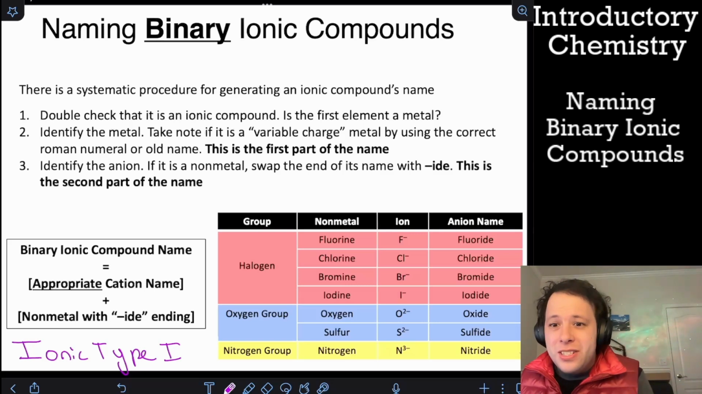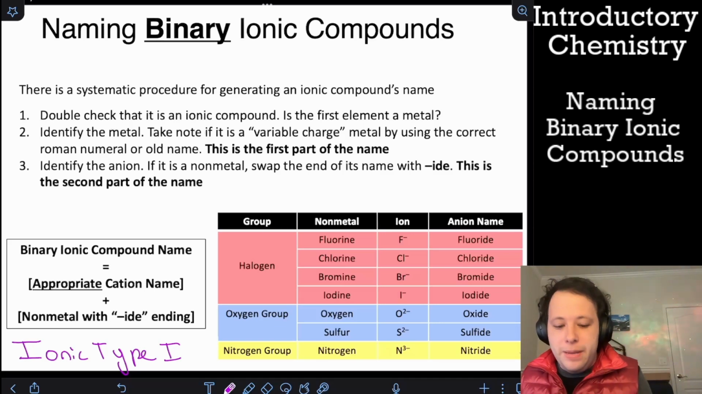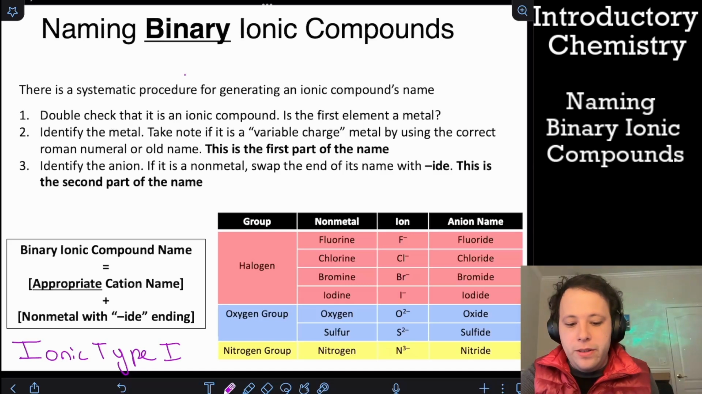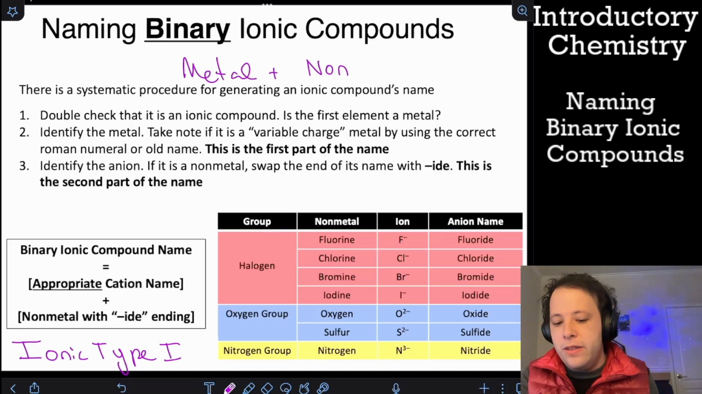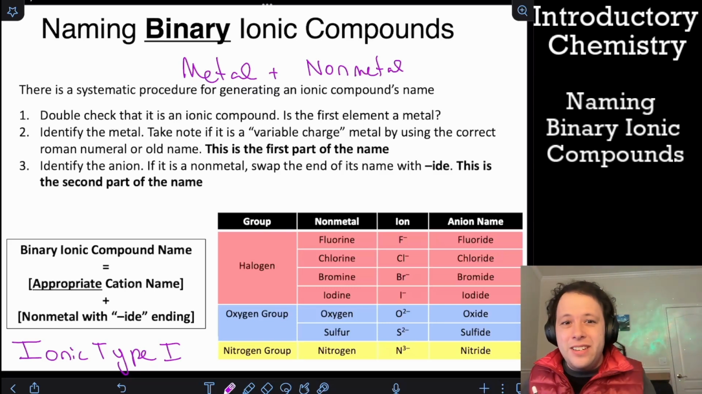So with this quick video, we're going to go over how to name binary ionic compounds. Whenever something is considered binary, we have two distinct species in this compound. For ionic, it has to be a metal and a non-metal bonding together, labeled as a cation and an anion. If you remember that cats are always positive and anions are negative, we'll be able to figure out which species is which.